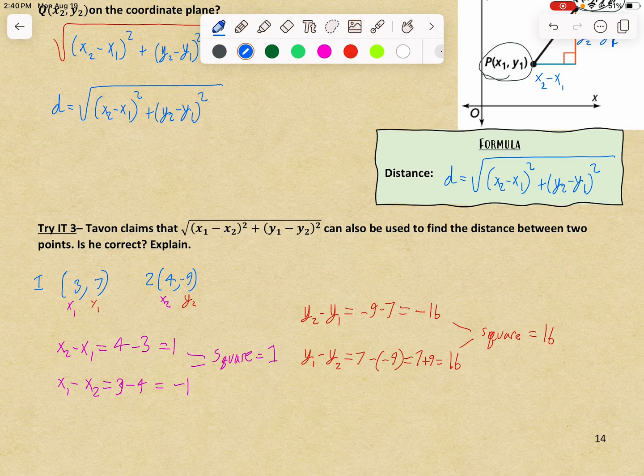What matters far more than making sure that you've got x2 minus x1 is making sure that they have the same pattern. If this is your x1 coordinate, this needs to be your y1 coordinate. You can't switch these, but not switch those. If you do that, it's not going to end up in a problem here, but it'll end up in a problem a lot later. So please make sure you're keeping aware of that.